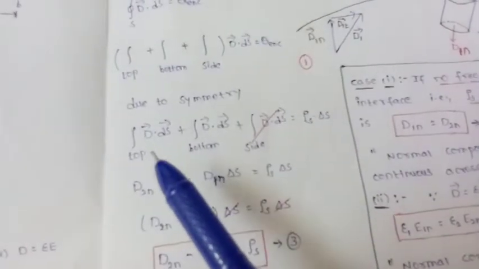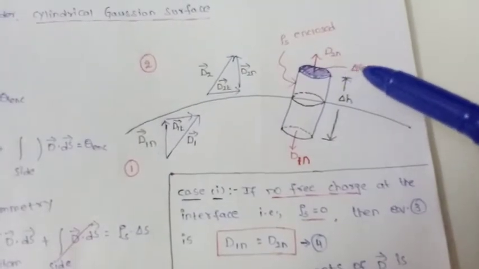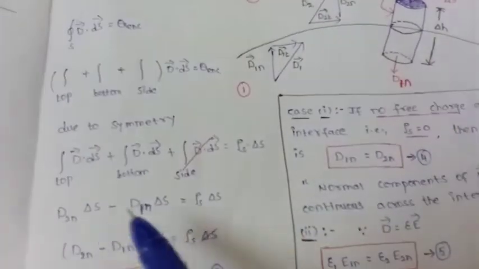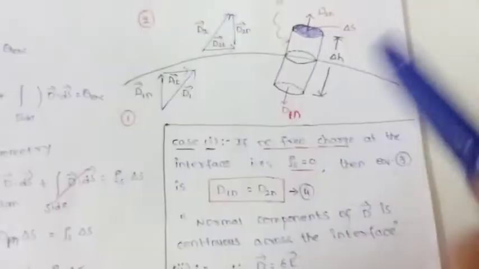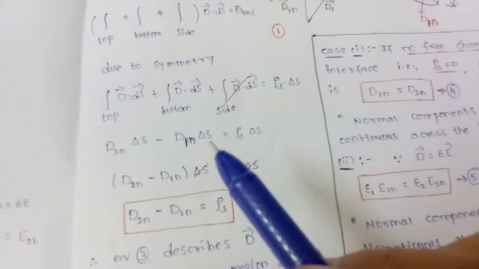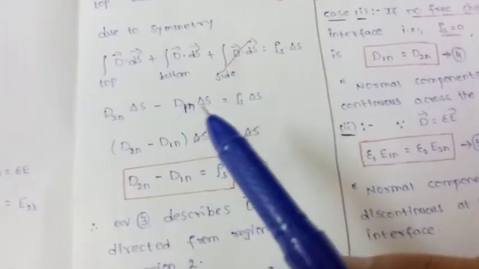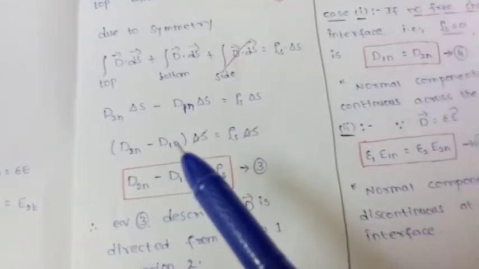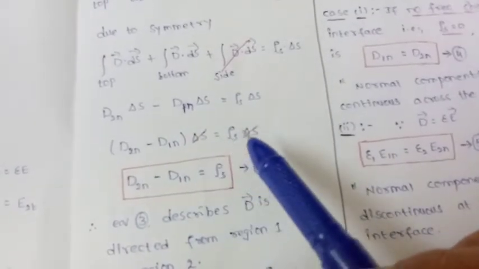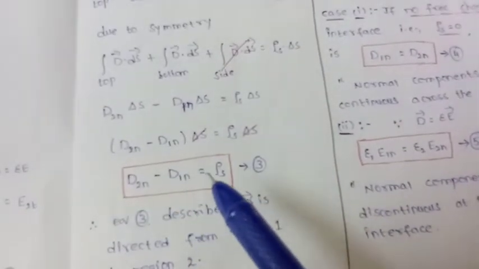Then the top, once again I am going to consider the magnitude. The top of the cylinder is going in the direction of D2n, and the area is del S. So D2n del S minus, if you observe the bottom, it is going downward, the negative direction of D1n. Are you clear? Therefore it is D1n into del S, which is equal to rho S times del S. Now if you consider del S as a common term, D2n minus D1n times del S is equal to rho S del S. Del S gets cancelled. Then D2n minus D1n is equal to rho S.